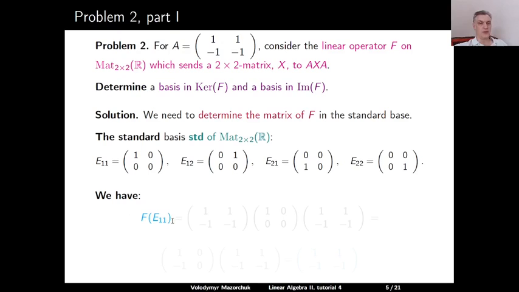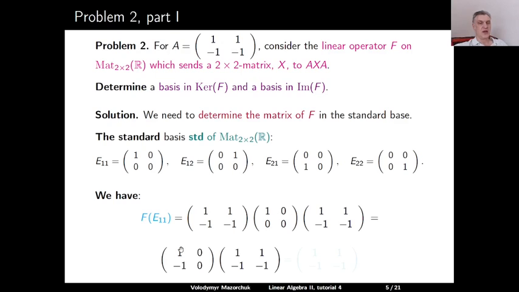Applying F to E11, we get the matrix A times E11 times A. So let's compute what happens if we multiply A and E11. We will get the matrix 1, 0, minus 1, 0. And then, if we multiply this matrix again with A, we will get the matrix 1, 1, minus 1, minus 1. So F applied to E11 produces the matrix 1, 1, minus 1, minus 1.